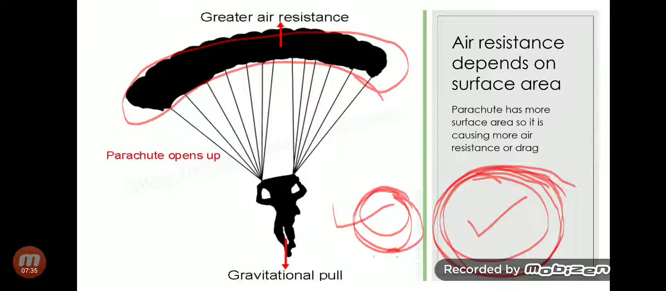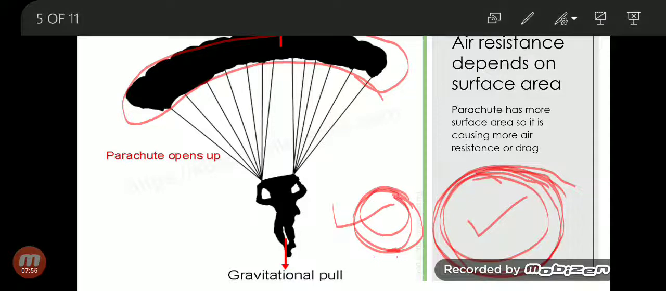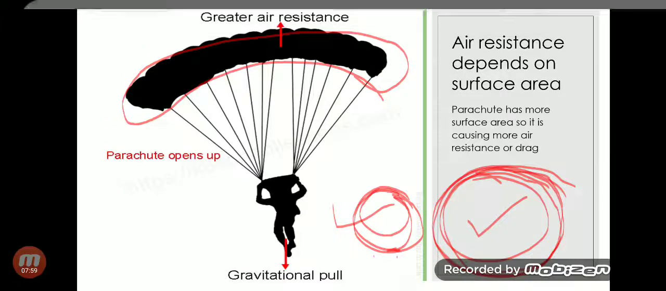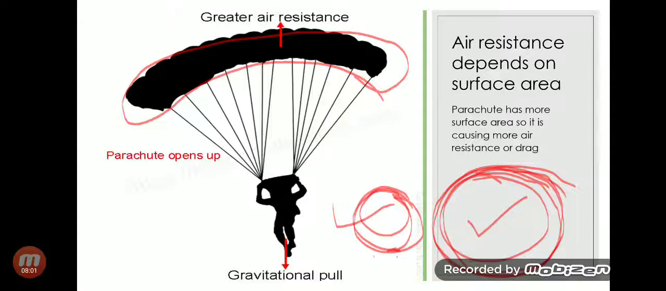So this parachute has more surface area and it will have more air resistance, and due to this air resistance, what will air resistance do? It will slow down the moving objects through the air. So the parachute will move through the air and this air resistance will slow down the parachute. This is how this man will land on the earth easily.